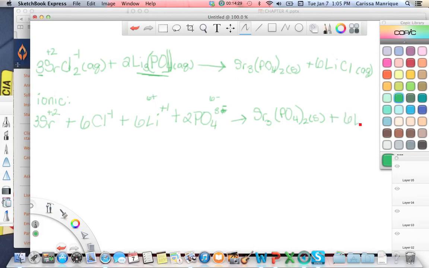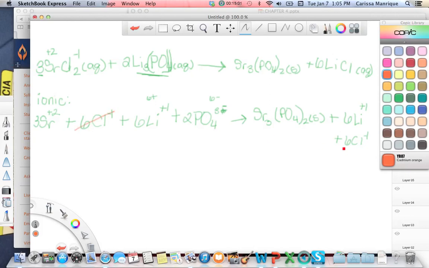6 lithium. That's a +1 charge because it's in group 1. Plus, how many chlorines here? 6. And -1 because it's in group 7. Okay, now I want to cancel everything out. Do you see that I have 6 chlorines with a -1 charge over here, and 6 chlorines with a -1 charge over here? So those will cancel out with each other.